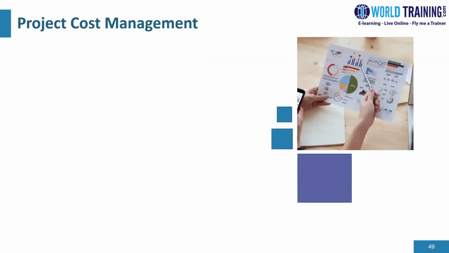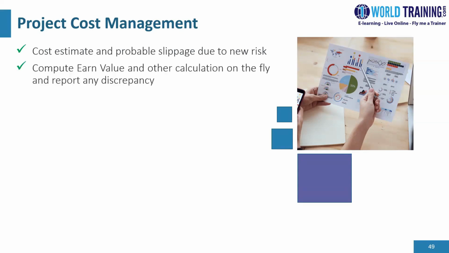The project cost management. The AI system will help identify new risks. It will help us estimate the cost and probable slippage due to new risk. Let's say on your project you have a new risk, and because of new risk mitigation, you have to hire extra resources or things like that. There's an additional cost to that. AI system will identify not only new risk, it can estimate the cost and probable slippage due to the new risk. AI can also help us compute earned value and other calculations on the fly and report any discrepancies.